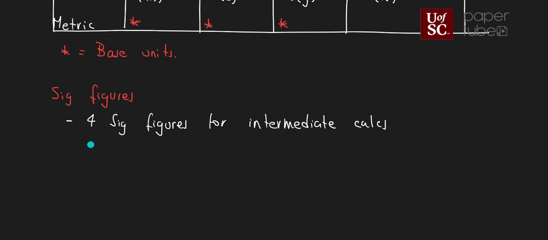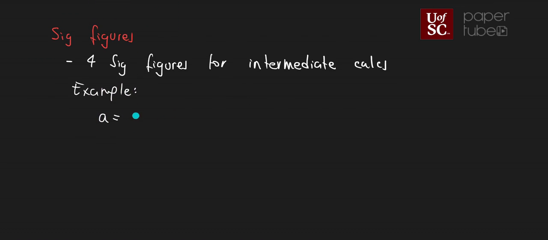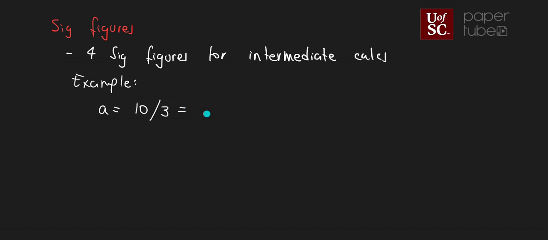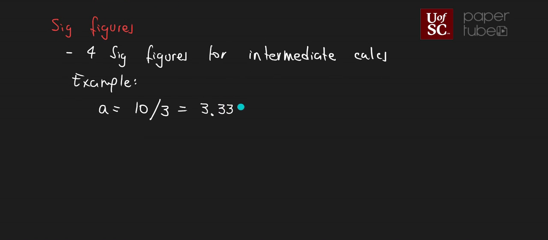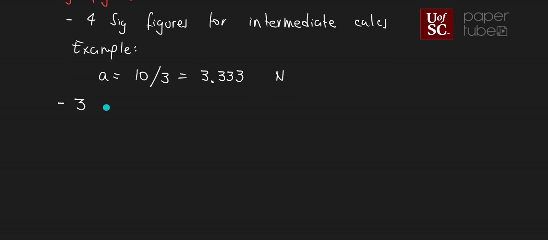What does that mean? Let's say that I have that A is 10 over 3. So if I want to write that down as a decimal, that will be 3.333. And let's say that that's a force. Let's say that that's newtons, right? So in this case, I'm using 1, 2, 3, 4 significant figures in my calculations, and I have my units. For final calculations, we're going to use 3 sig figs.